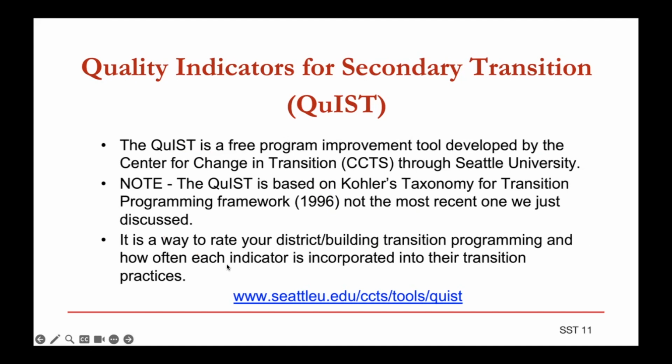When you go to the website, you'll be asked to download an Excel spreadsheet. It utilizes a Likert scale of 0 to 3, and then it calculates and identifies the program's relative strengths, areas of caution, and then areas of needing improvement.